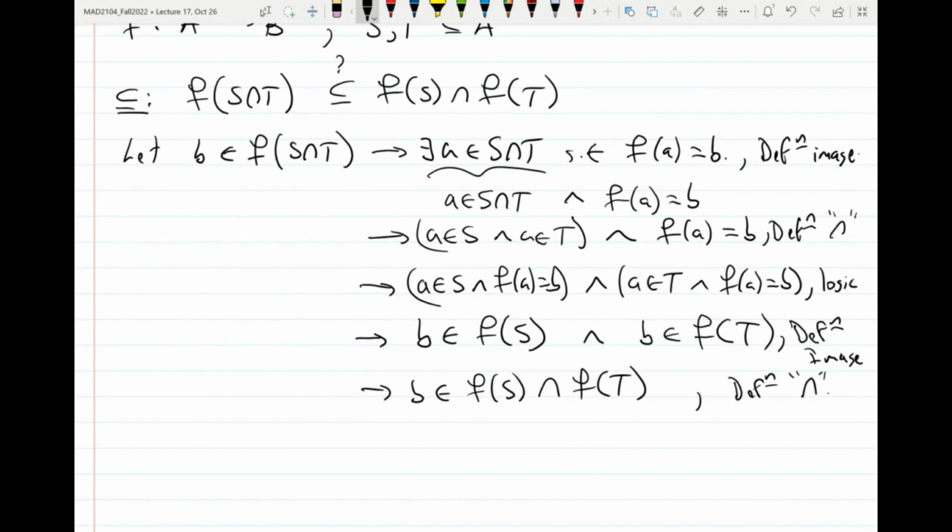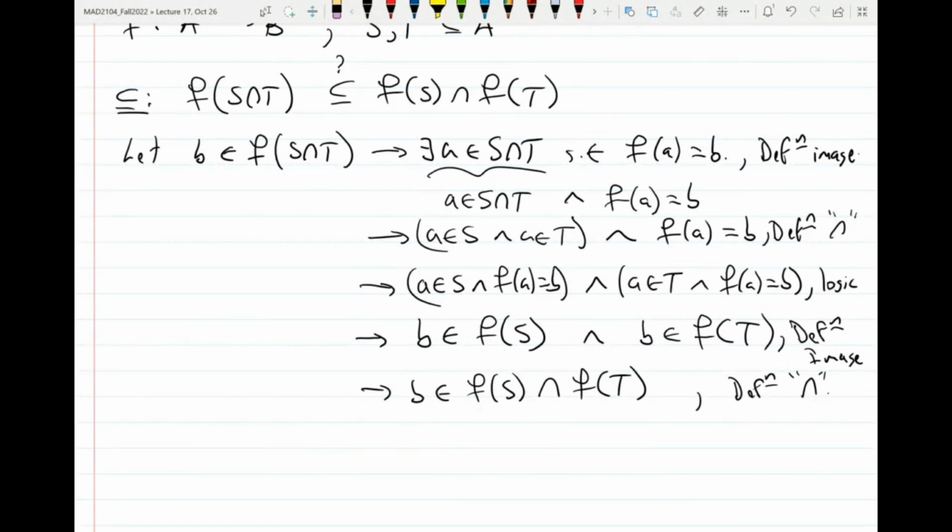Now break it up using definition of intersection, and then when you pair this guy together with this one, we get these two statements. A is in S and f of A equals B, and we also have that A is in T and f of A equals B. So now looking at this parenthesis, this tells me that B is in the image of S because it's the result of doing f of something coming from S. And this tells me that B is also in the image of T because it's the result of doing f of something coming from T. So it is in both places, it's in the intersection. So this proof has no issues.